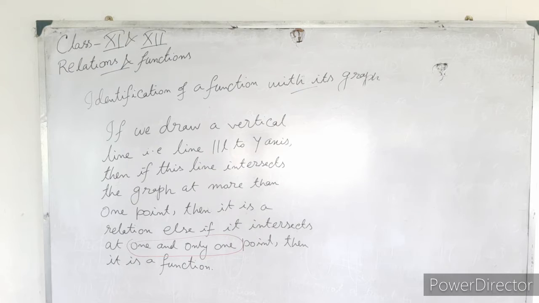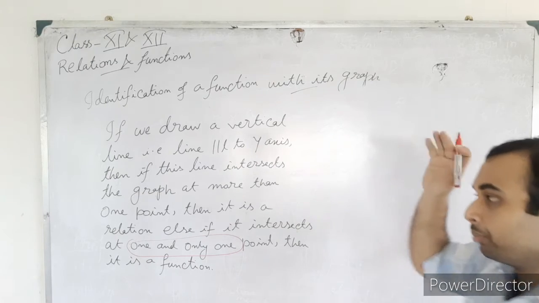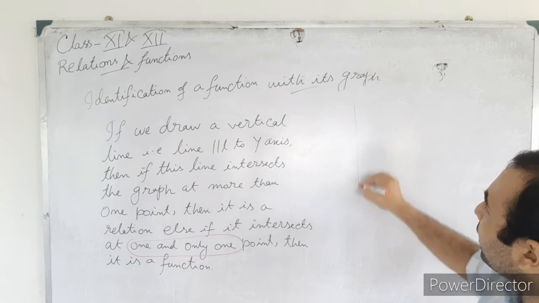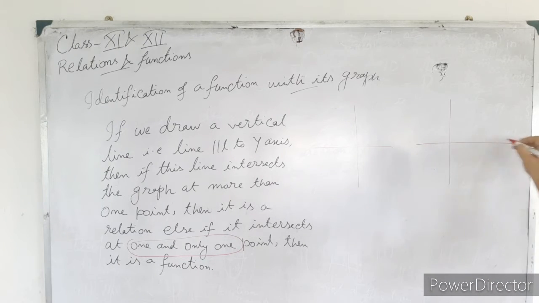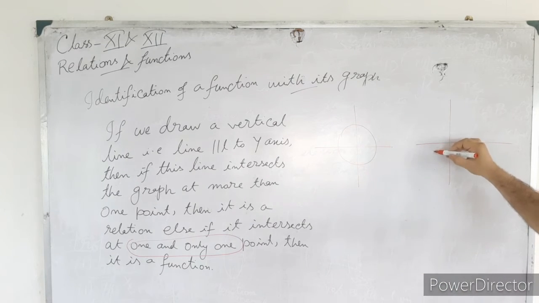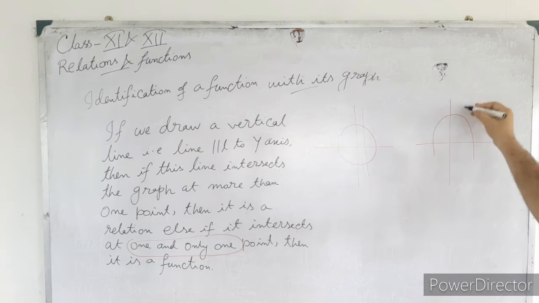Now students, I am drawing two graphs over here, and let us see which is the function. Both are relations, because a function is a special type of relation, but which is a relation only and which is a function? If we draw one graph, a circle, and also a parabola on coordinate axes, then I draw one vertical line parallel to the y-axis over here, and here also parallel to the y-axis.